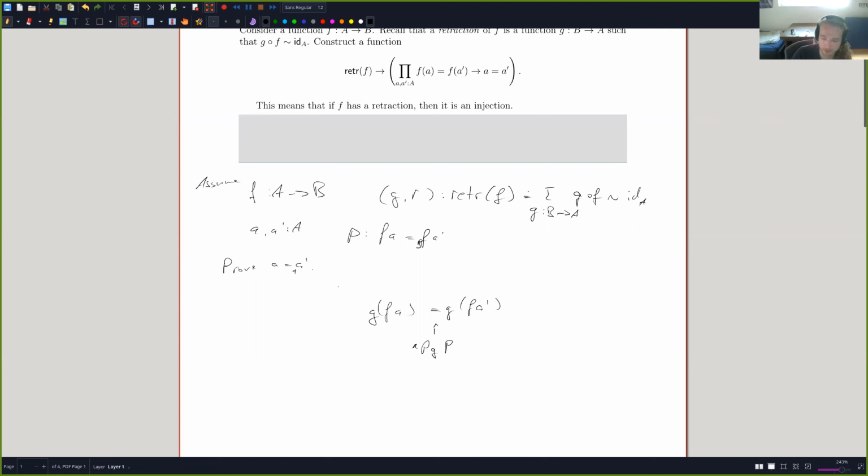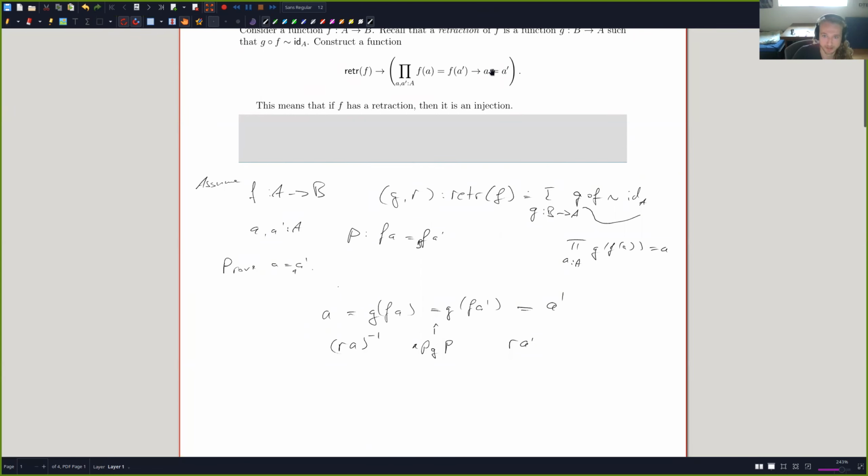Then by our homotopy r, we can simplify this, because remember, this is really just a statement that for all a in A, g of f of a is equal to a. So by our retraction applied to a prime, this simplifies to a prime. And of course, we want this to simplify to a, but this path goes the wrong way, so we have to invert it. We use r a and then invert it. And now we have a sequence of identities which we can compose.